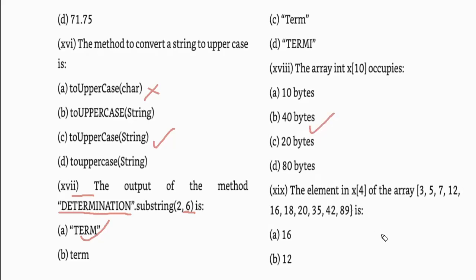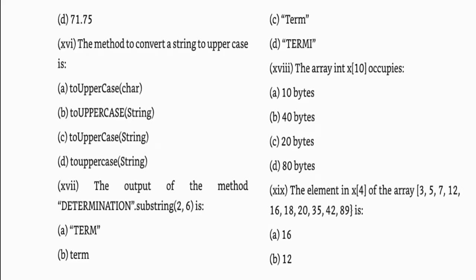The element x[4] of the array 3, 5, 7, 12, that is the fourth position in that array. Since the index positions start from 0, so 0, 1, 2, 3, 4, 16 is the answer. So this is the answer. Okay, let's go to the next slide. Before that, we clear the marking, and let me move on to the next slide for you.